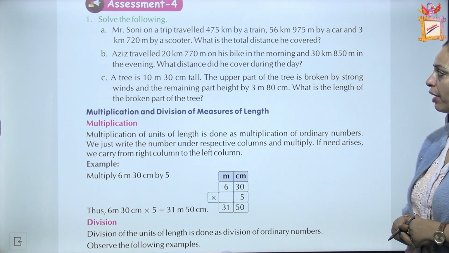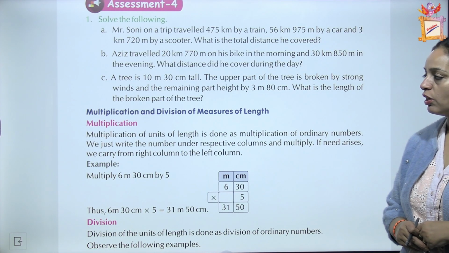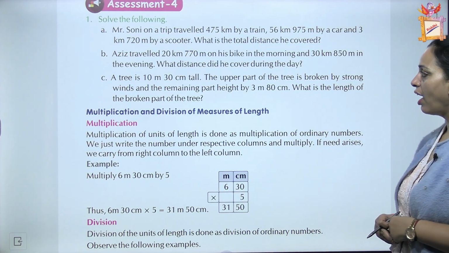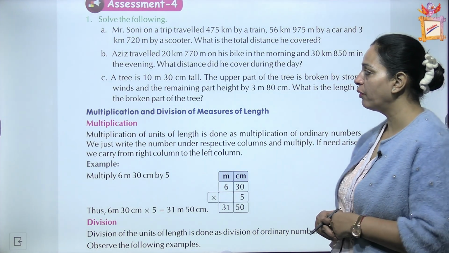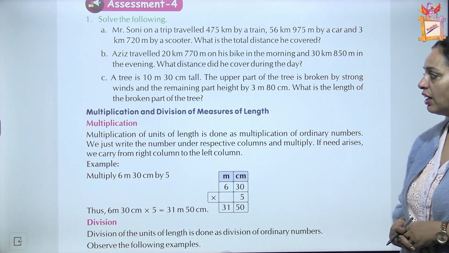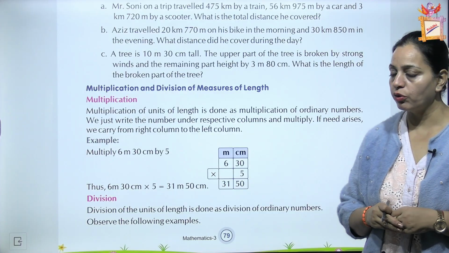Mr. Soni on a trip traveled 475 kilometer by a train, 56 kilometer 975 meter by a car and 3 kilometers 720 meter by scooter. So what is the total distance he covered? So we can try this one. Now B and C part you can try on your own.